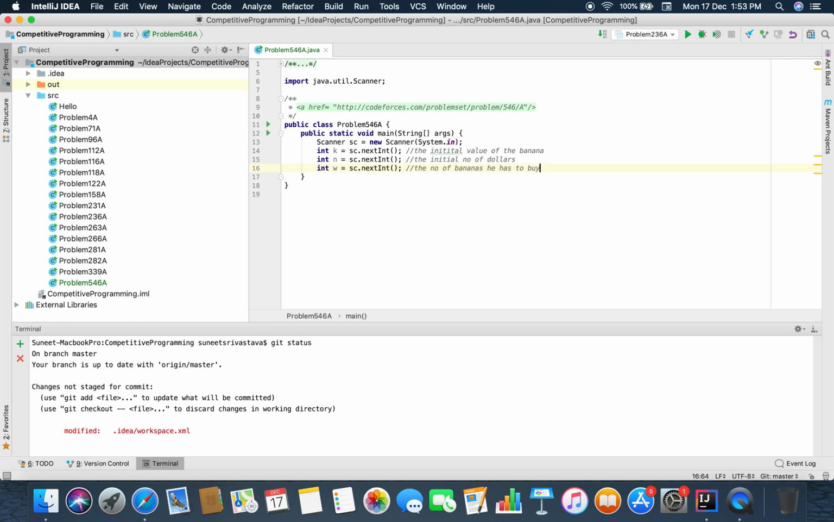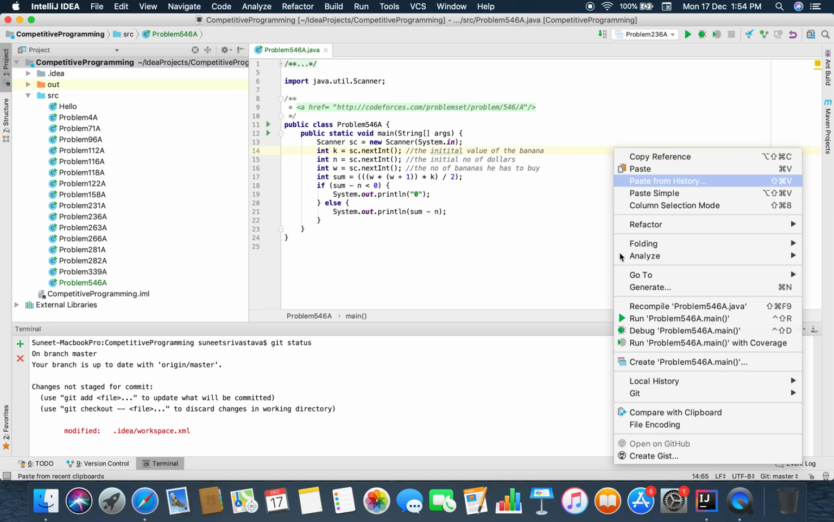So what we have to do is compute w into (w plus 1) into k divided by 2. This gives the sum. Then I have to calculate whether he has to borrow or not. If the sum minus the initial number of dollars is less than or equal to zero, then print zero, else print sum minus n. I think that makes sense.